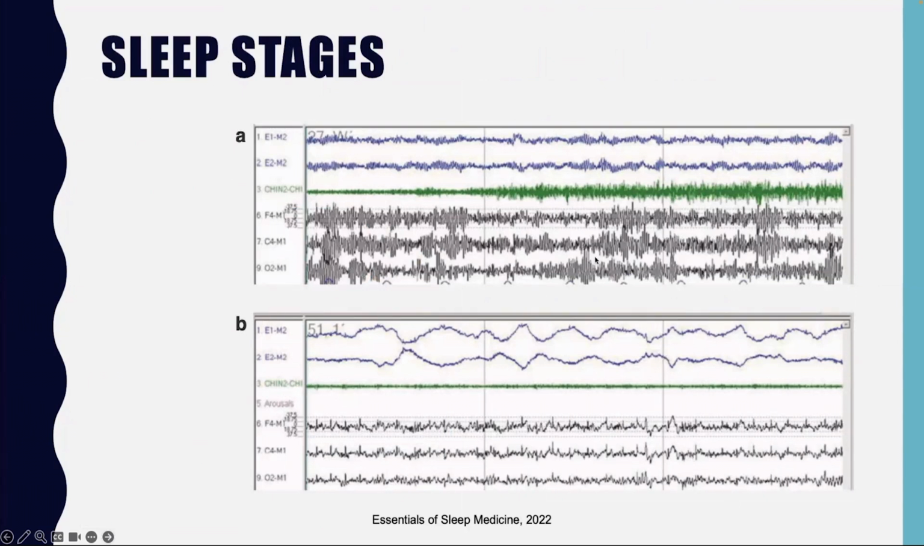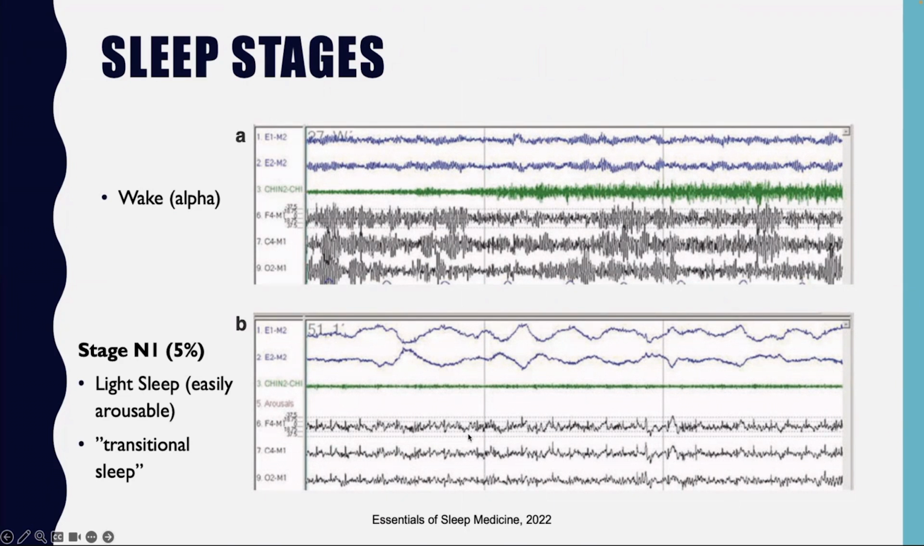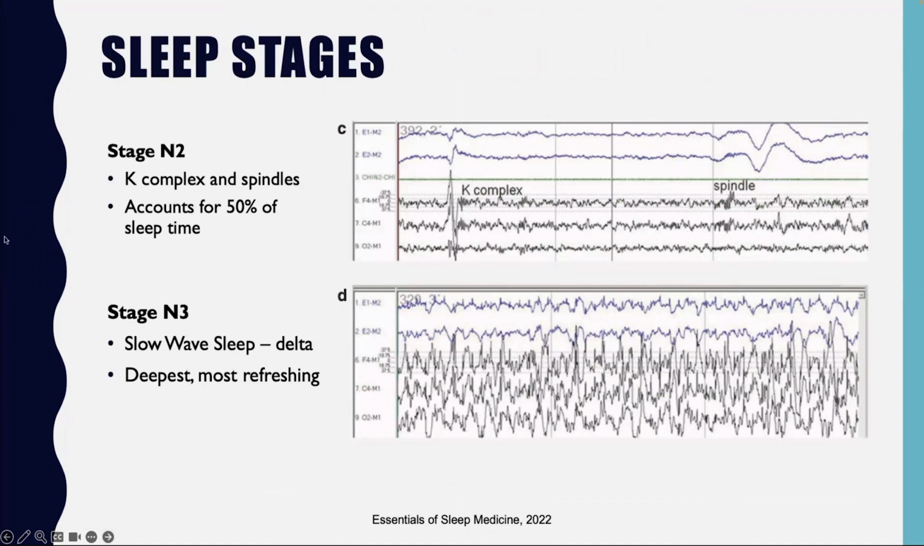Next, I want to show you some examples of various sleep stages on EEG, which you may not have seen before. Here on the top, you have stage wake, and you can see that this patient is awake. They have a very high frequency alpha rhythm here. Below that, you have stage N1 or light sleep, which I mentioned accounts for about 5% of total sleep time. It's often called transitional sleep because you're transitioning between wake and sleep here. Stage N2 sleep accounts for about 50% of total sleep time in normal sleep, and you can characterize that with these typical K complexes or spindles on EEG.